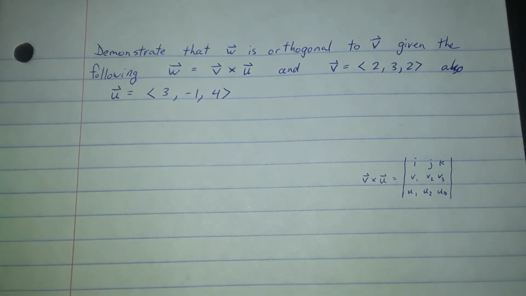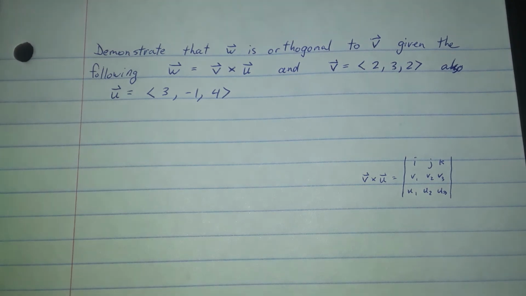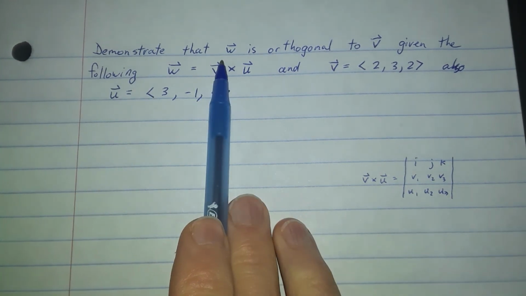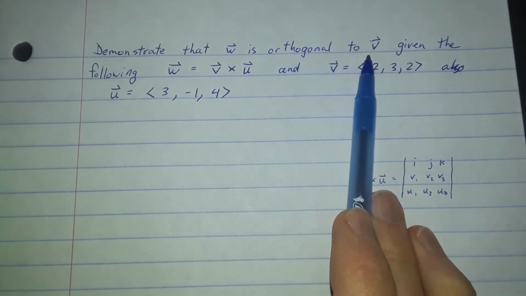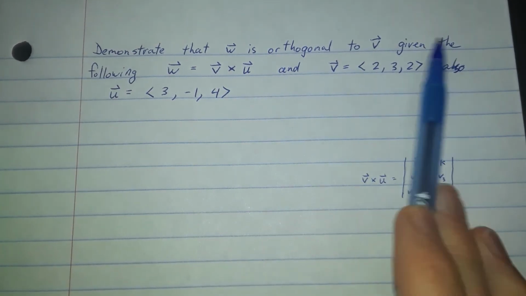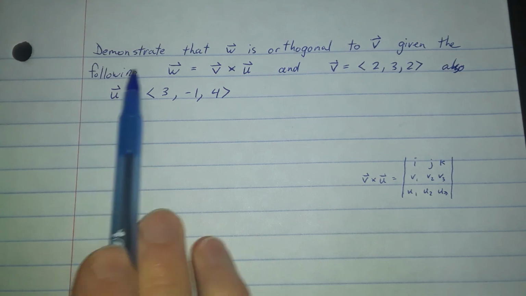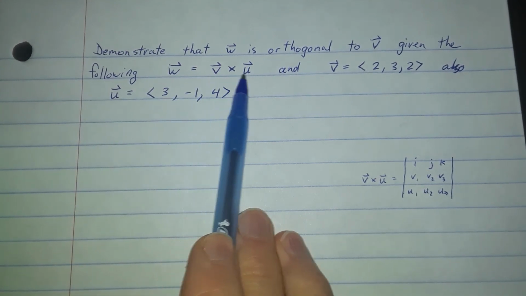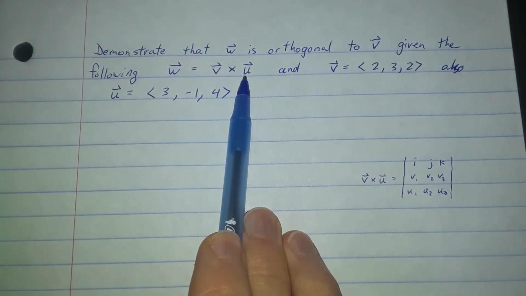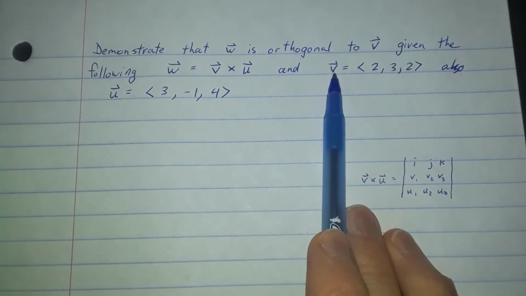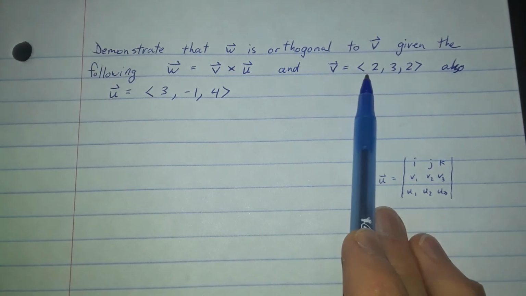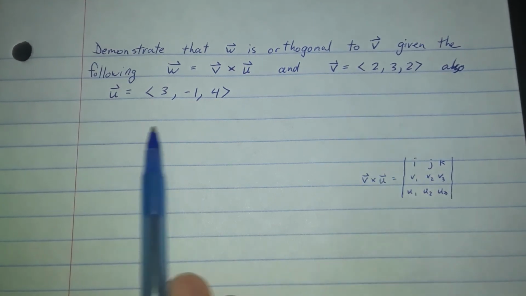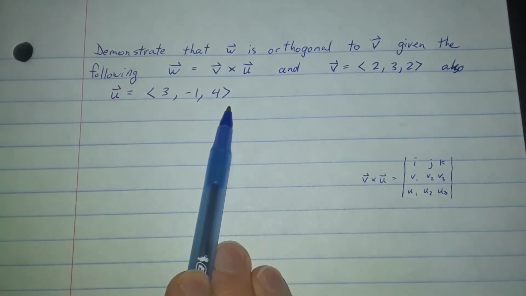Alright, we are going to do a problem dealing with vectors and with a cross product. We are asked to demonstrate that vector w is orthogonal to vector v given the following information: that vector w is defined as the cross product of v and u, and that vector v is this in component form, and vector u is this in component form.